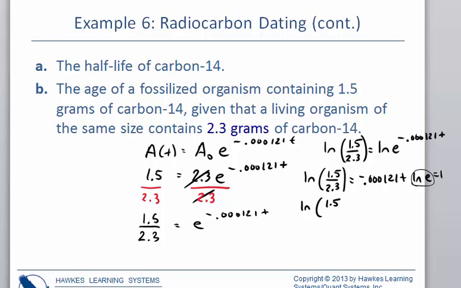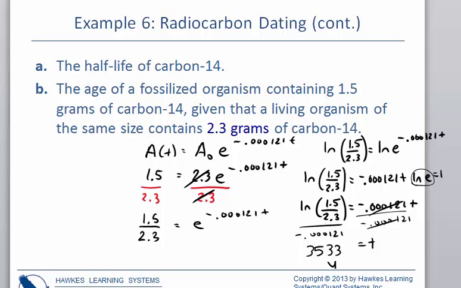So we have the natural log of 1.5 divided by 2.3 is equal to negative 0.000121t. Okay, and then finally we're solving for t, so we're going to divide both sides by that decimal, causing it to cancel on the right. And we're going to plug in what we're left with into our calculator. And so you should get 3,533 for your t value. And that is in terms of years.